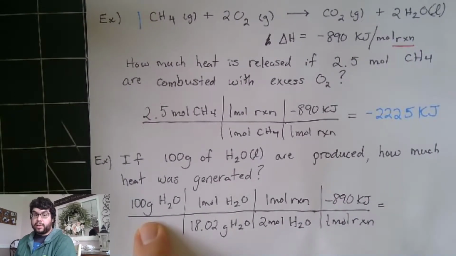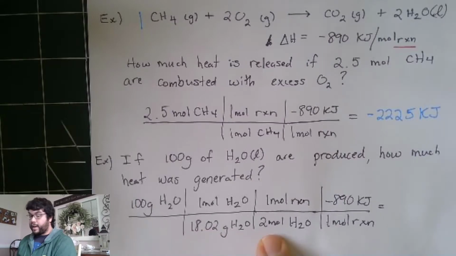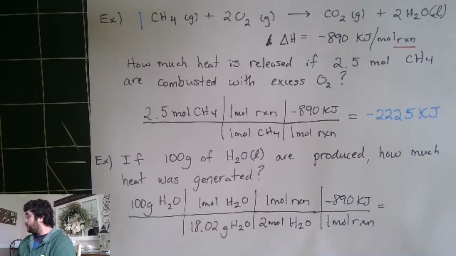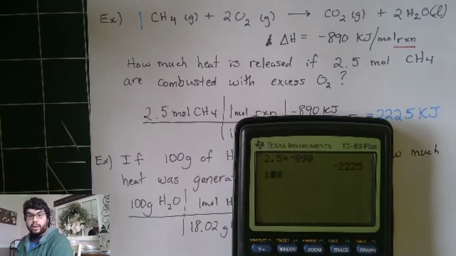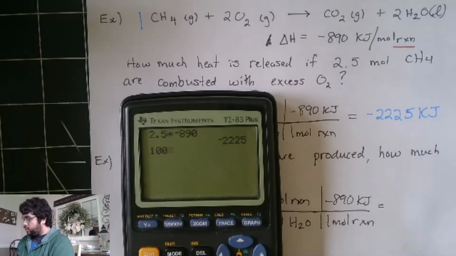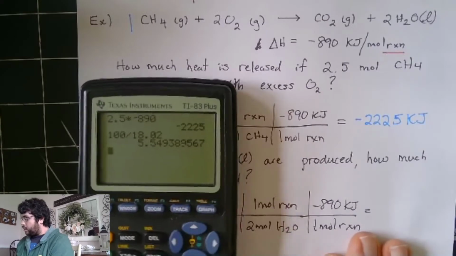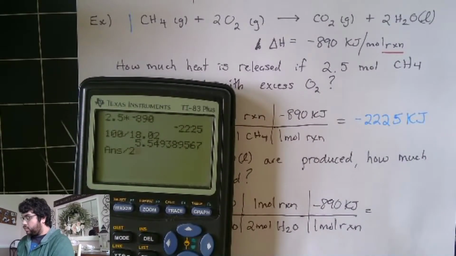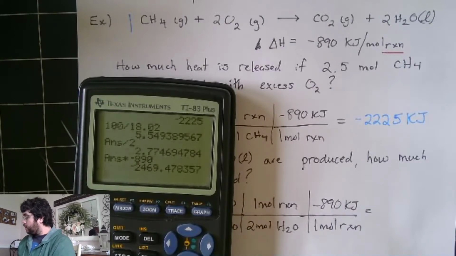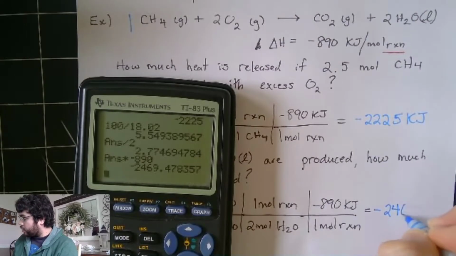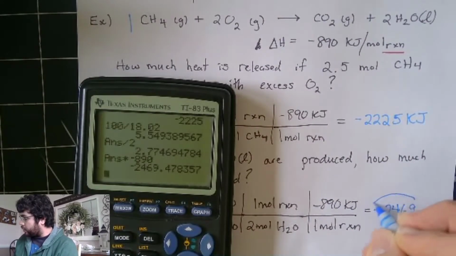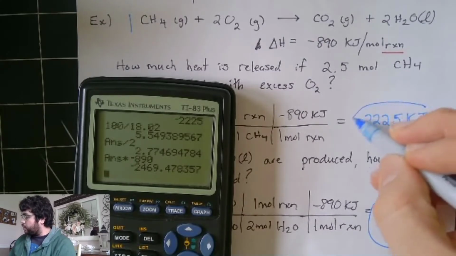So 100 grams divided by 18.02 divided by 2 multiplied by 890. Let's go ahead and do that. So 100 divided by 18.02, and then divided by 2, and then multiplied by 890, it's going to be negative. So all rounded to 4 sig figs, we're going to have an answer of negative 2469 kilojoules. That's our answer. I should have circled that one too.